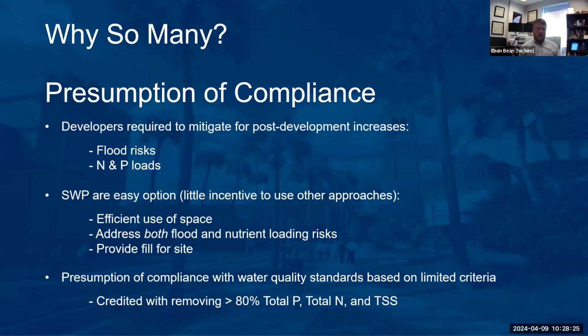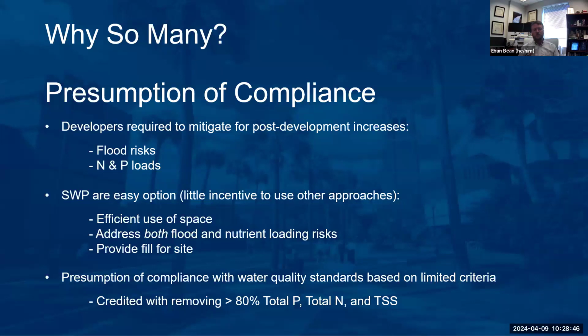They're efficient use of space, so they're oftentimes fairly compact and restricted in size. And they do get credit for addressing both flood and nutrient loading. I'll talk a little bit more about that later on. But these are an easy option, and there's little incentive until recently to use other approaches.